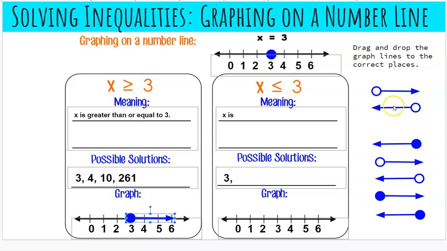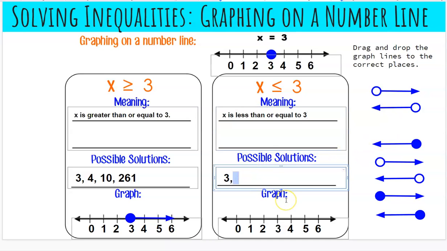Notice I have all these different types over here. We're going to go through each type. The next one is right here. X is, what does that sign mean? Less than or equal to 3.